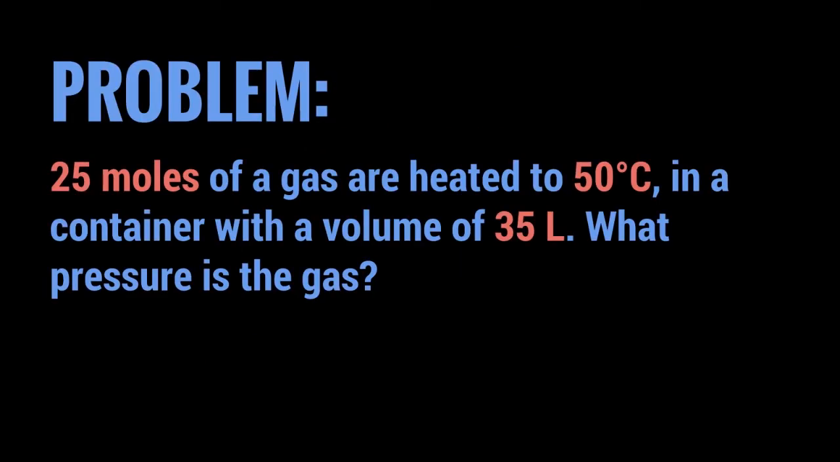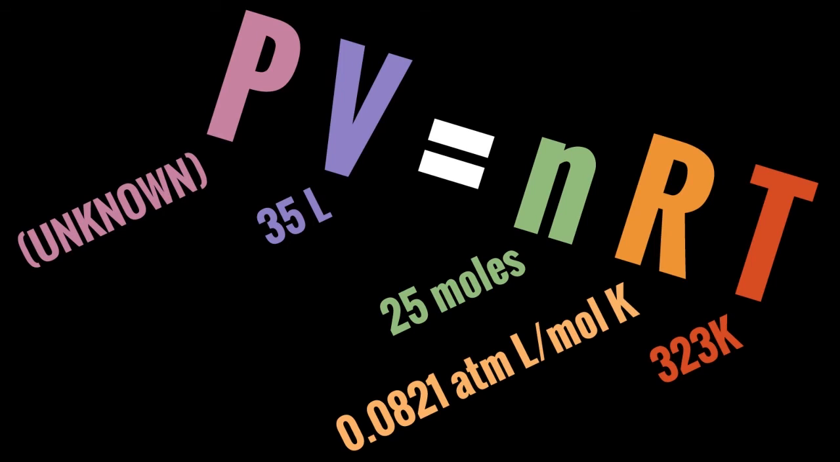So now we have a problem, and Wallace will go through it. The problem: 25 moles of gas are heated to 50 degrees Celsius in a container with a volume of 35 liters. What is the pressure of the gas? We have our equation, PV equals nRT. We want to write down everything we know. The unknown is pressure. We have a volume of 35 liters, 25 moles of gas, and the gas constant at 0.0821, which correlates with our units, and we have 323 Kelvin.